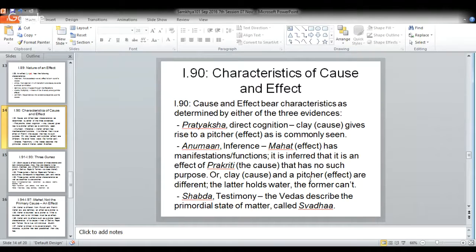So their functions are different, and that is seen very much that if I see a pitcher, I will make an inference that it must have been made out of clay. And why was it made? Because it has a different purpose. Namely, it can hold water, the clay cannot hold water.